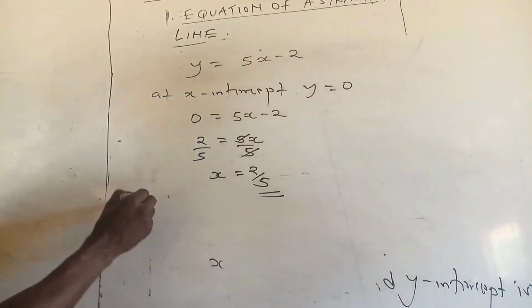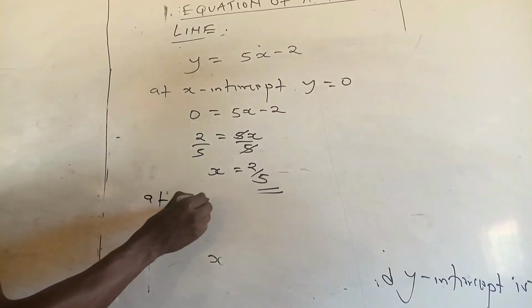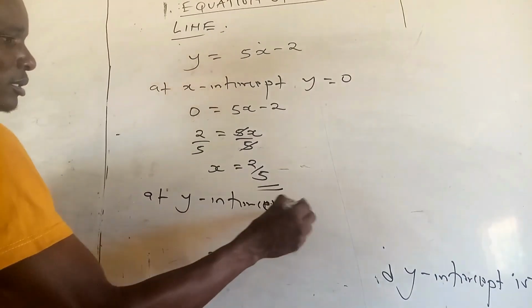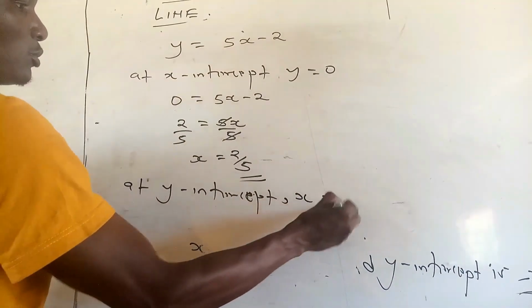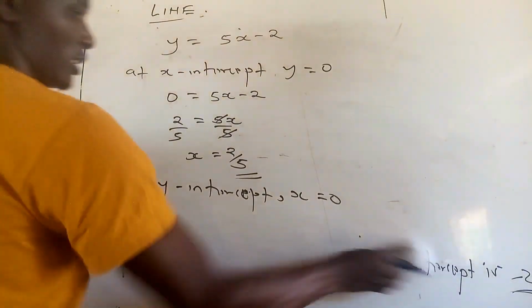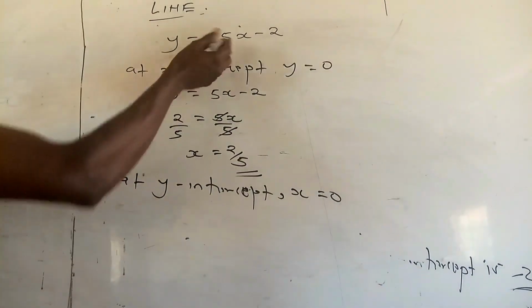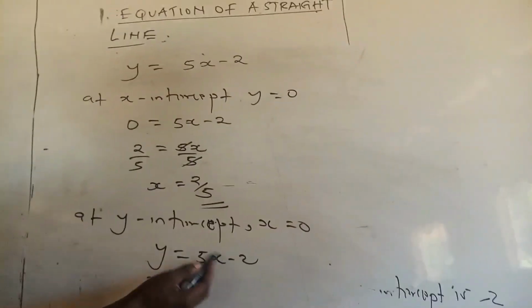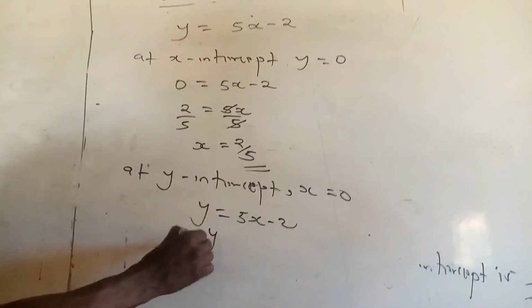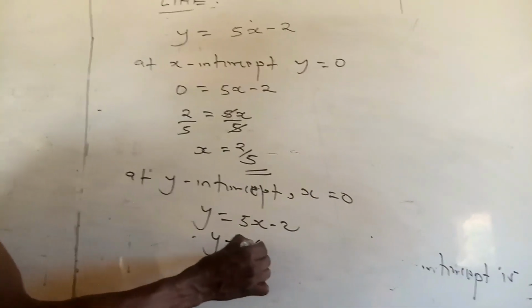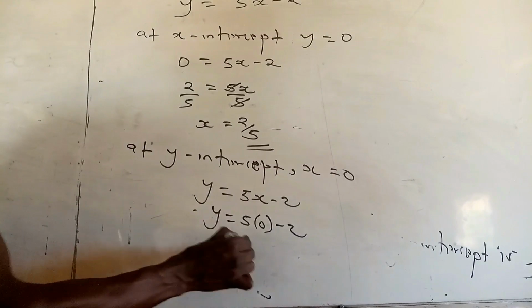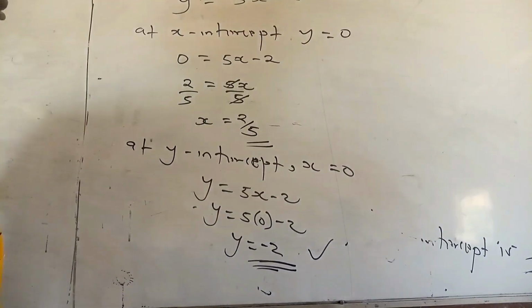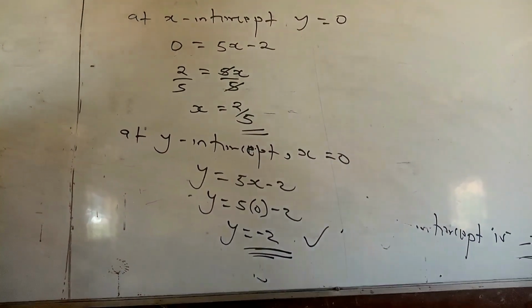And then at the y-intercept, we have x is equal to 0. So you set x to be 0 within our equation here. So our equation is y is equal to 5x minus 2. So if you set x to be 0 here, we'll have y is equal to 5 times 0 minus 2. So y will be negative 2. So our y-intercept here will be negative 2.